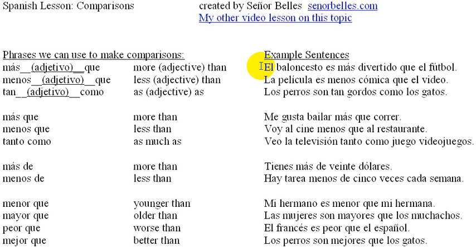And then the third one there, tan como, or tan adjetivo como, is as something as. So if something is as fun as, or if somebody is as short as, or something is as boring as, for example, this is what you're going to use. So my sentence is, los perros son tan gordos como los gatos. So the dogs are as fat as the cats. And again, I want to point out to you that the adjective gordo, fat, I made it plural and masculine to match up with los perros, which is also plural and masculine. So if they were just female dogs, las perras, then gordos would become gordas. So you do want to keep that in mind with the adjectives.